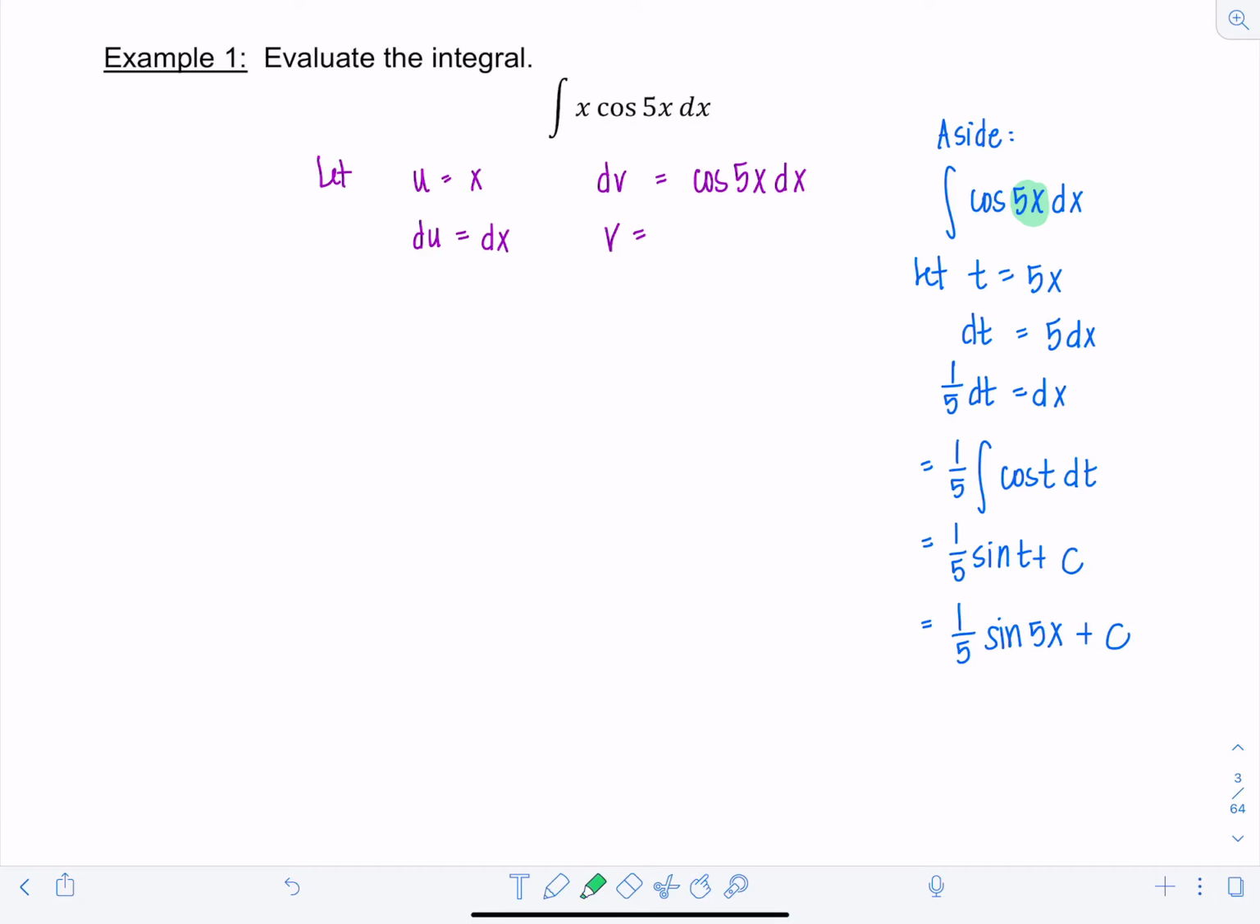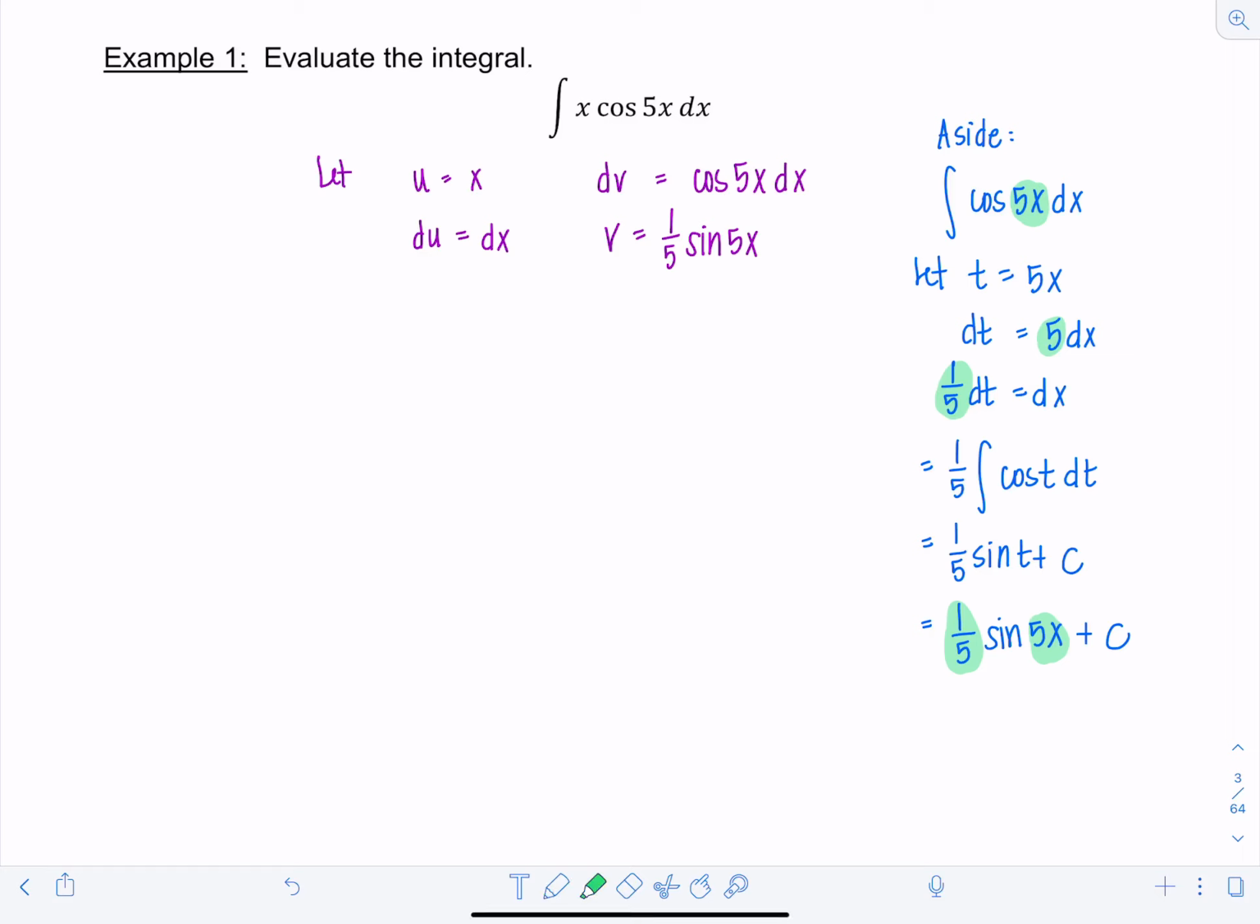But notice you don't need to do this substitution, hopefully ever again, for the rest of your calculus career. Because whatever the coefficient was in front of x, in this case it was a 5, you just ended up dividing by that. And that's going to be the case every single time, because when you make that substitution or change of variables, you end up dividing by that constant. So if you have some constant times x, when you anti-differentiate, just divide by the constant instead of wasting time doing this whole substitution. Got it? Good. So now v is 1/5 sine 5x.